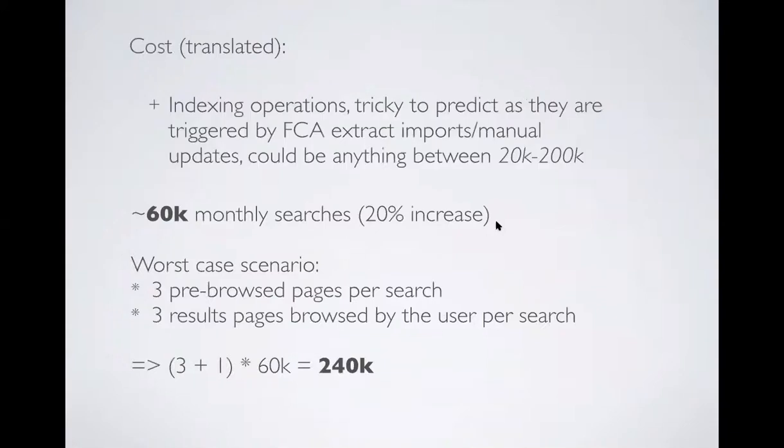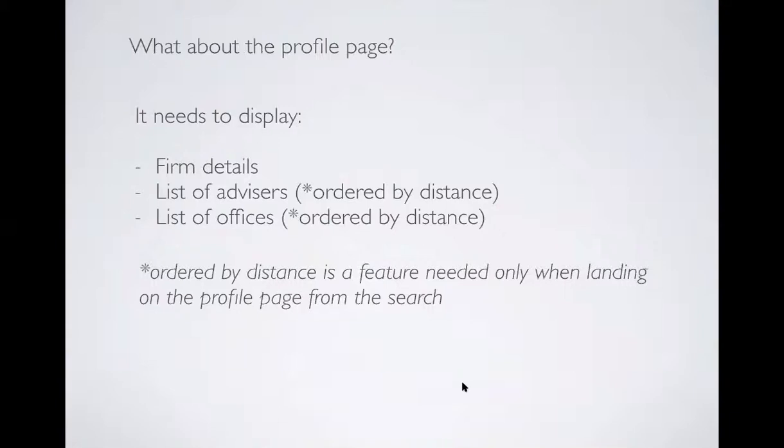We also have to take into account indexing operations. It's tricky to predict them, as they are triggered by the FCA extract imports every week, and there could be manual updates. Realistically, we believe it could be anything between 20 and 2,000K, which I know is a huge range, tenfold different, but it's still less than 500,000, which is not bad.